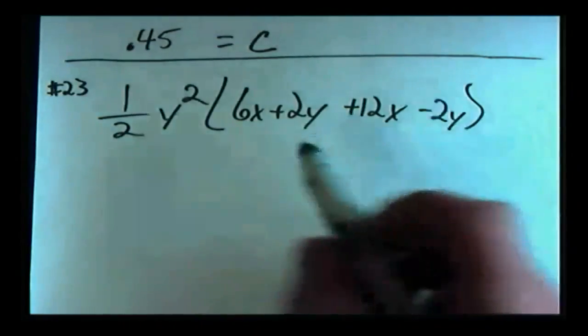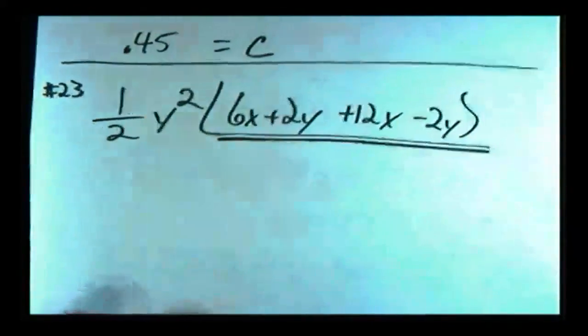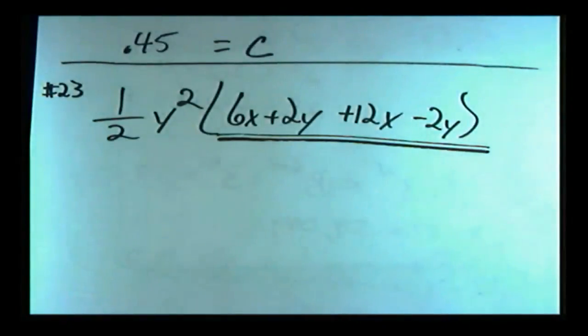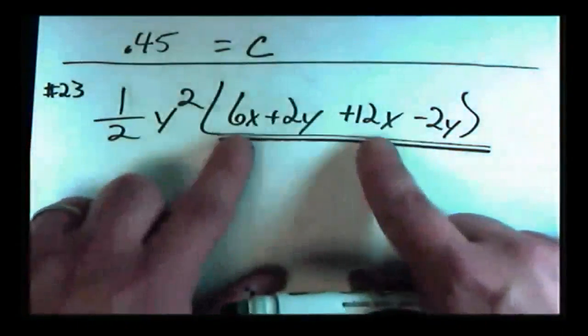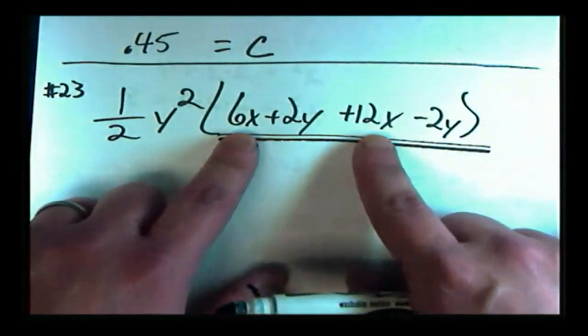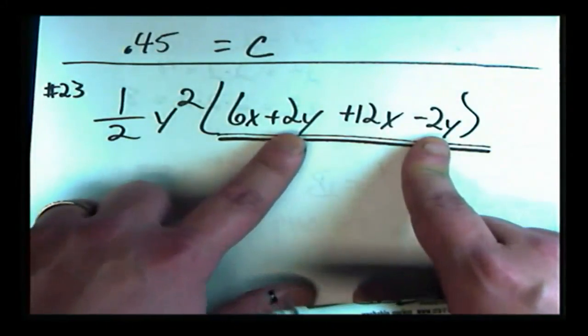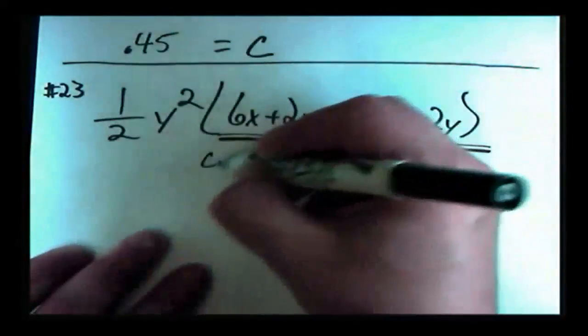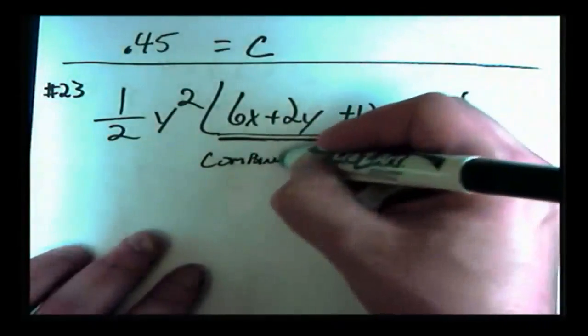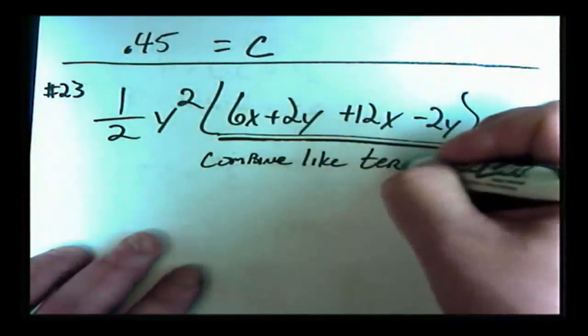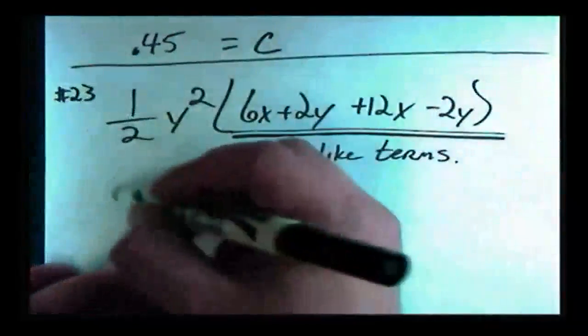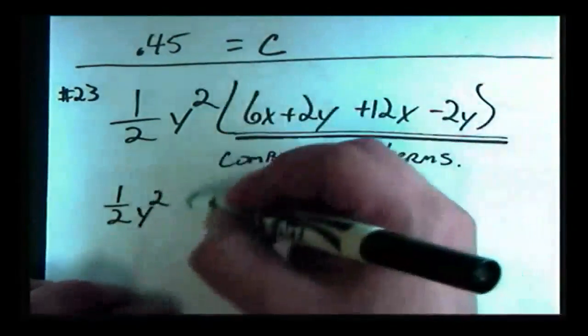So the first thing I'm going to do in this problem is I'm going to look at that and I'm going to combine like terms. By like terms, I mean what things are just like each other. When I look at this, I see that 6x and 12x look just like each other, and 2y and negative 2y look just like each other. So I am going to solve what's in the parentheses first. I'm going to combine like terms.